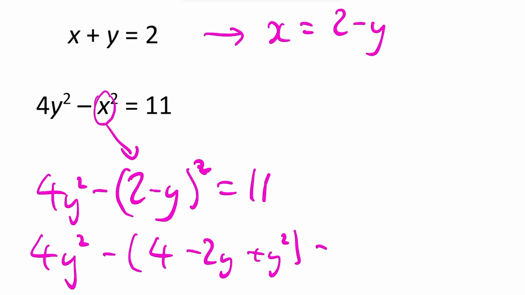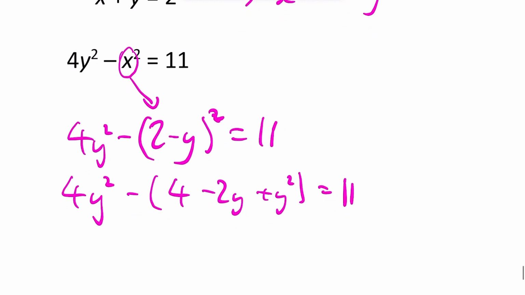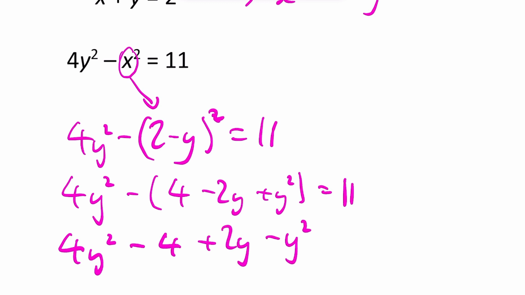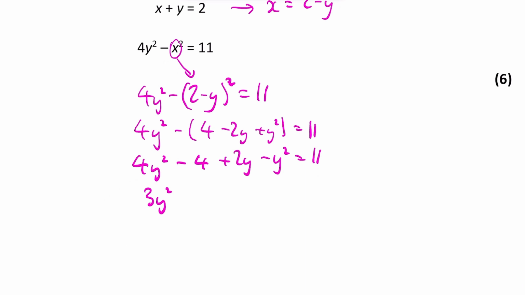When you expand that, you've got to remember it's double brackets, so we get 4 minus 2y plus y squared. And the other thing you could slip up on is we've got to subtract these things. So we actually are taking away 4, but we're adding a 2y and we're subtracting a y squared. And that would mean that altogether we have 3y squared, we have positive 2y, and minus 11 take away 4, 4 take away 11 is minus 15.